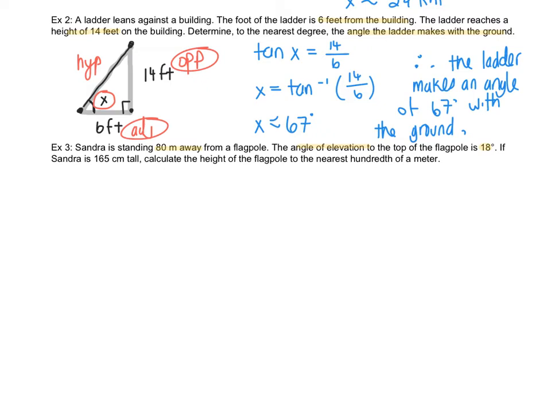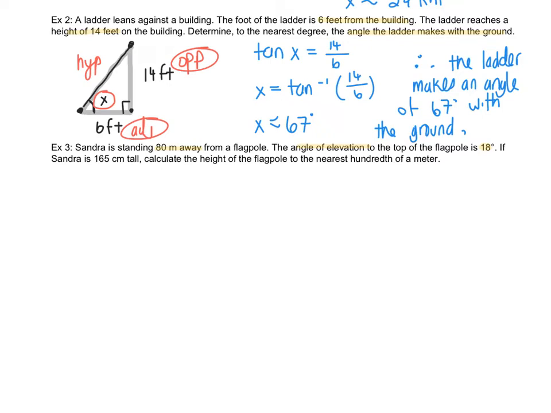So what I want you to do is pause the video and try to set up your triangle. And for now, I just want you to ignore Sandra's height. Just draw a right triangle where Sandra is standing 80 meters away and her angle of elevation is 18 degrees. Once you've done that, come back to the video to check your work, and then we'll deal with Sandra's height.